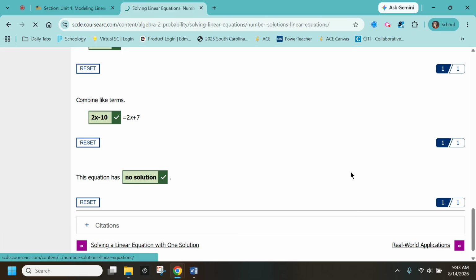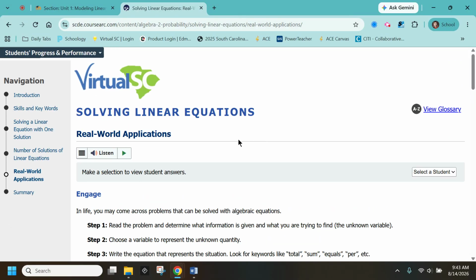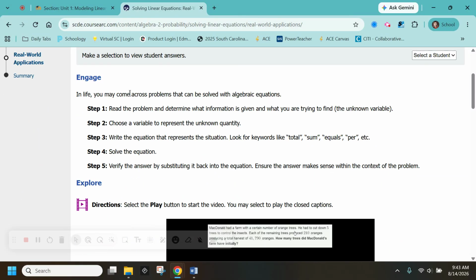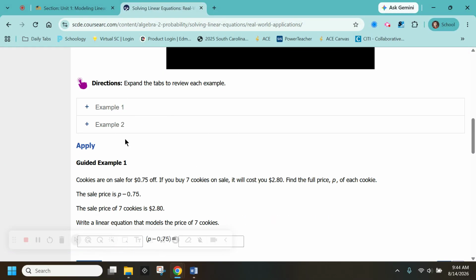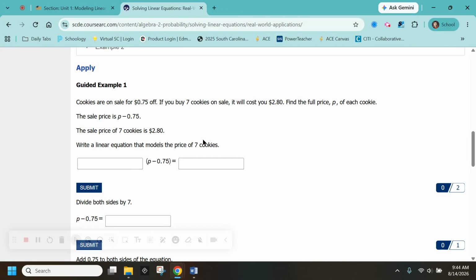All right, and then moving on to real-world applications of linear equations. Step 1, read the problem and determine what information is given and what you are trying to find. Choose a variable to represent your unknown quantity. Write the equation that represents the situation. Solve the equation. Verify the answer by substituting it back in. Again, there's a video with 2 examples. If these 2 guided examples are not enough, please click through those.